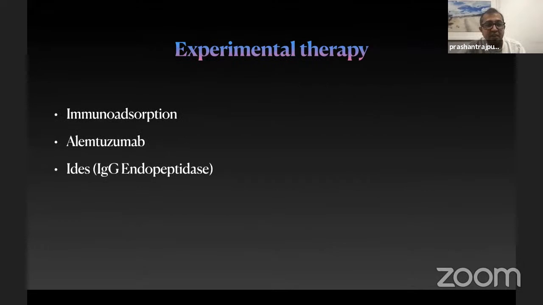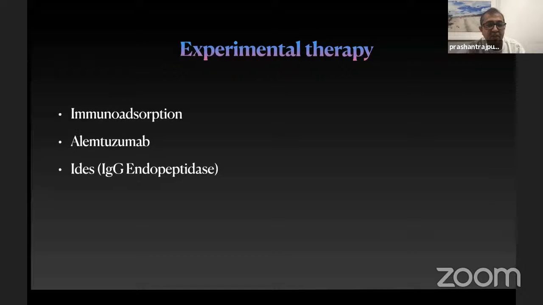What are the experimental therapies? Immunoadsorption, use of alemtuzumab. One of our patients actually received alemtuzumab for treatment of AMR, where transplant was done elsewhere, and the patient had an excellent outcome post use of alemtuzumab as a part of rescue therapy for treatment of AMR. The latest drug for treatment of AMR is the IDES, which is the IgG endopeptidase.